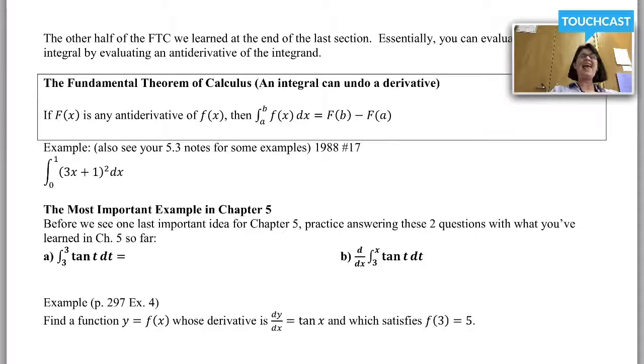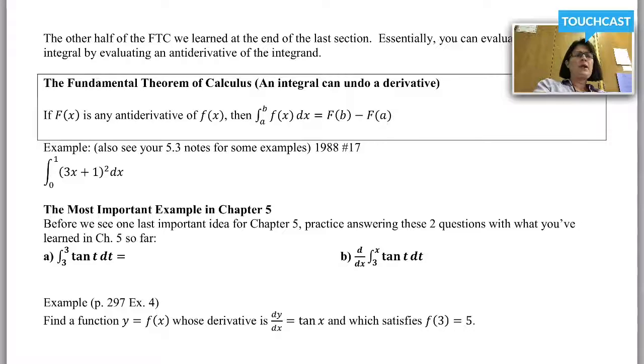If capital F of x is any antiderivative of little f, then the integral from a to b of little f is capital F of b minus capital F of a. Some quick examples. We did some examples in 5.3. You're going to see lots and lots of this on the AP test, especially the multiple choice section. Well, no, especially everywhere. And then we're going to spend all of chapter 6 learning new techniques we can use to find antiderivatives when they're not the obvious ones, the ones you have memorized, or the ones where you can just add 1 to the exponent and divide by the new exponent.